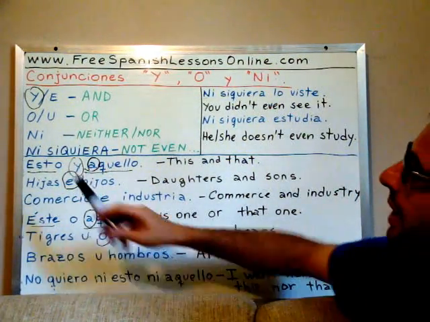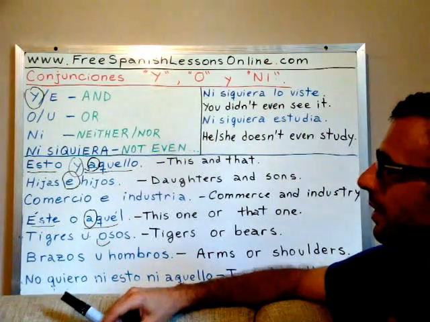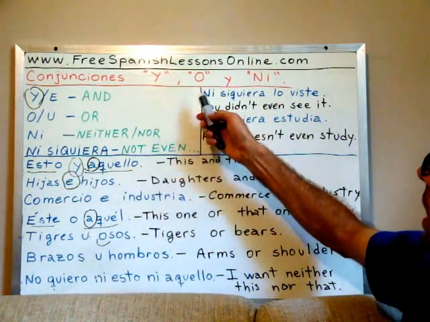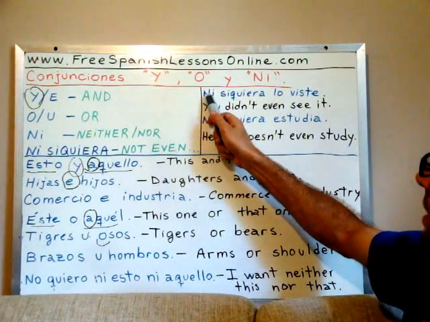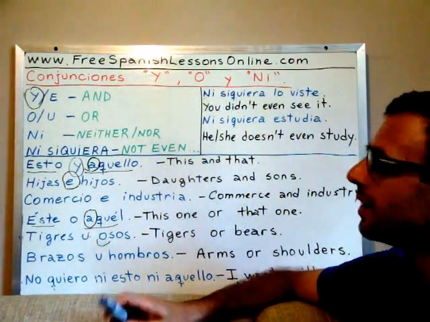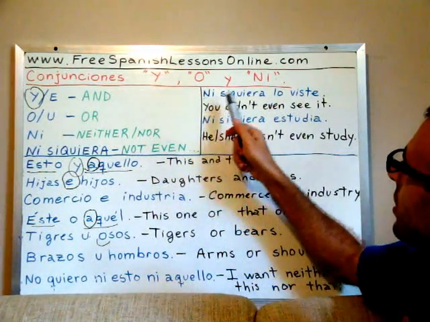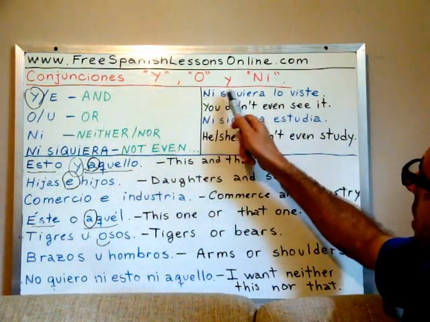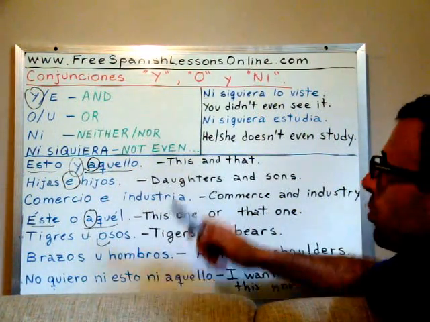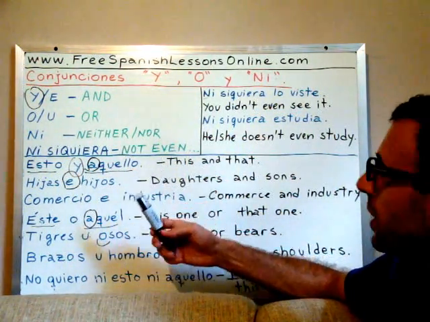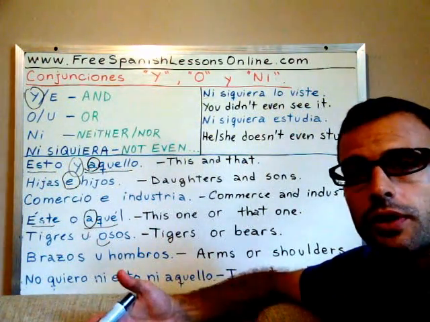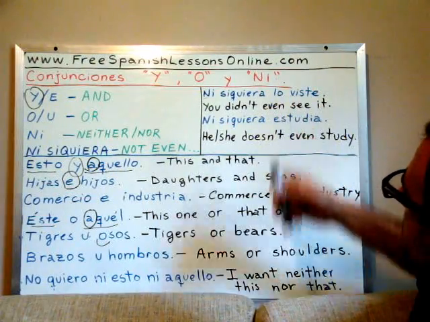And we are missing ni siquiera, right? Ni siquiera means not even. So I wrote these two examples. Ni siquiera lo viste. That means not even saw it. Not even saw it would be the word-by-word translation. So where is the subject? The subject is here in the verb.